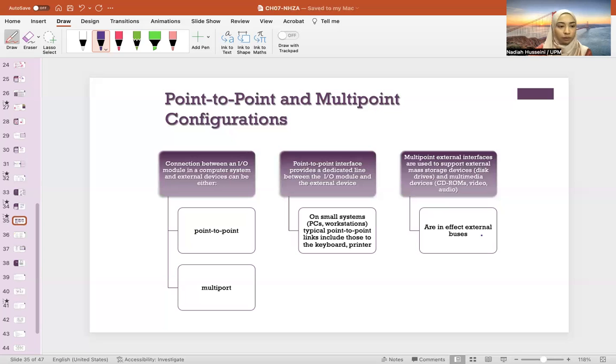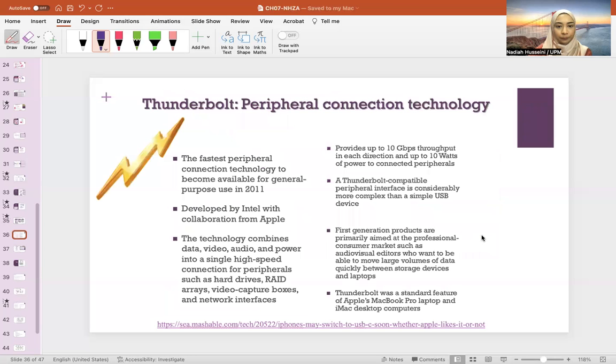Okay, so I'm just going over these. Okay, so this is one of the peripheral connection technology. I don't know if you know what Thunderbolt is. Don't know if you've used this. I think you have if you have an iPhone.